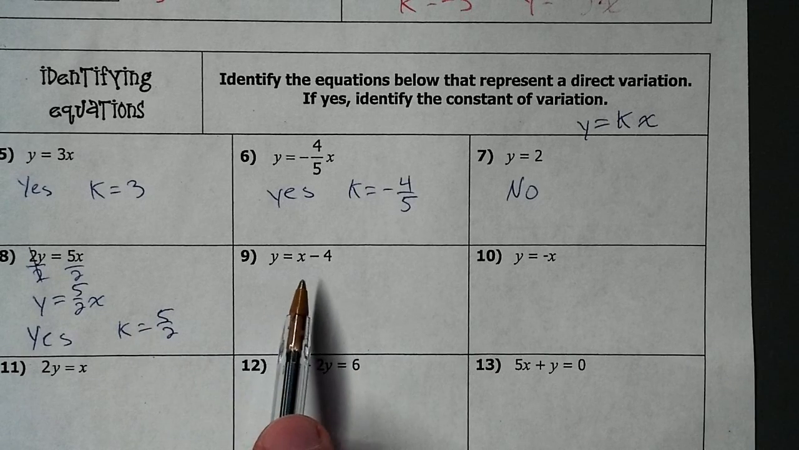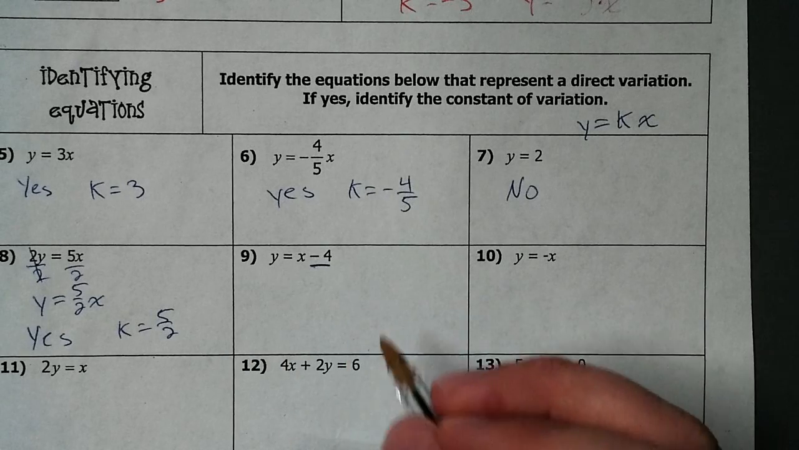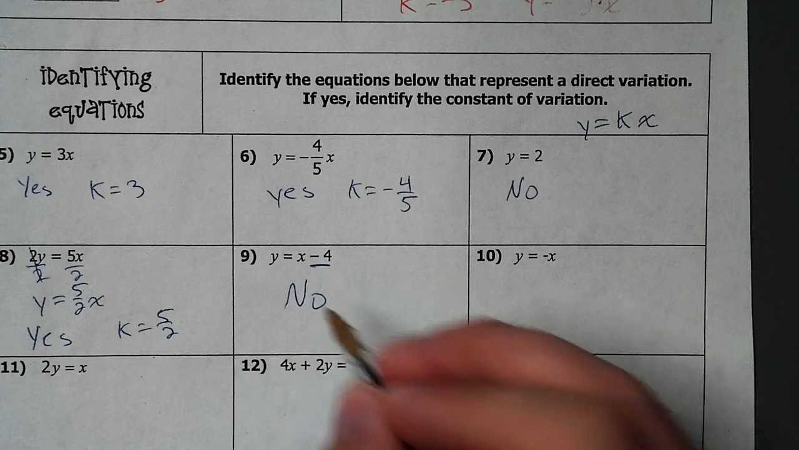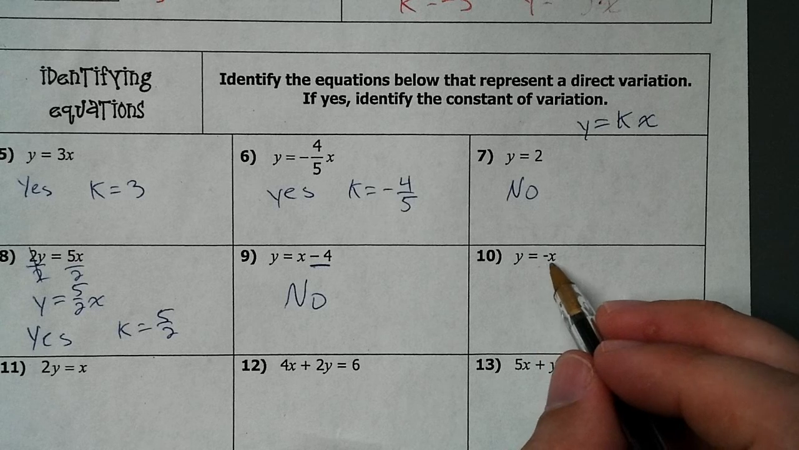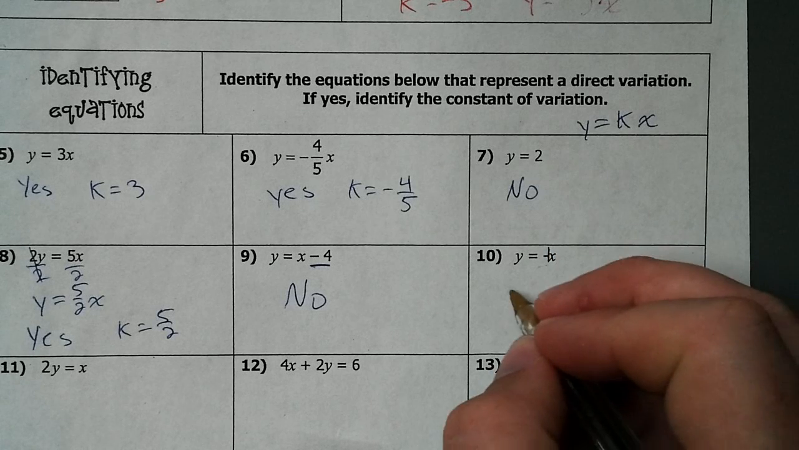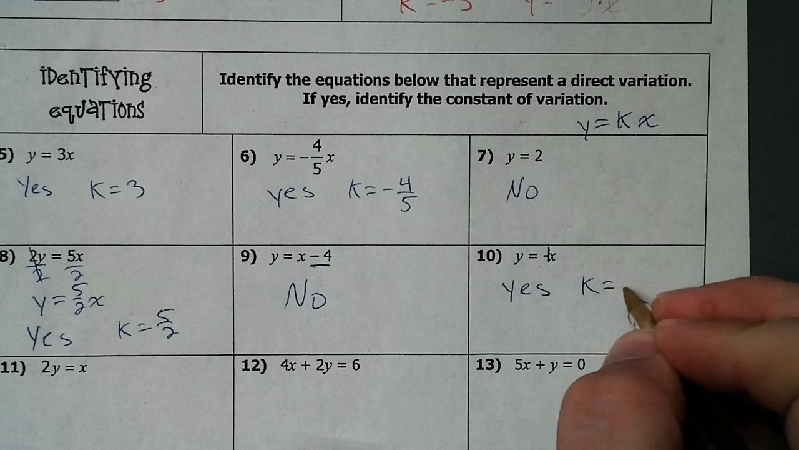On number 9, dead giveaway, minus 4. Direct variation will never have a plus or minus in there, so this is no. Number 10, y equals negative x. Well, remember, our constant is that sneaky 1, so this one is a yes, and our k value is just negative 1.